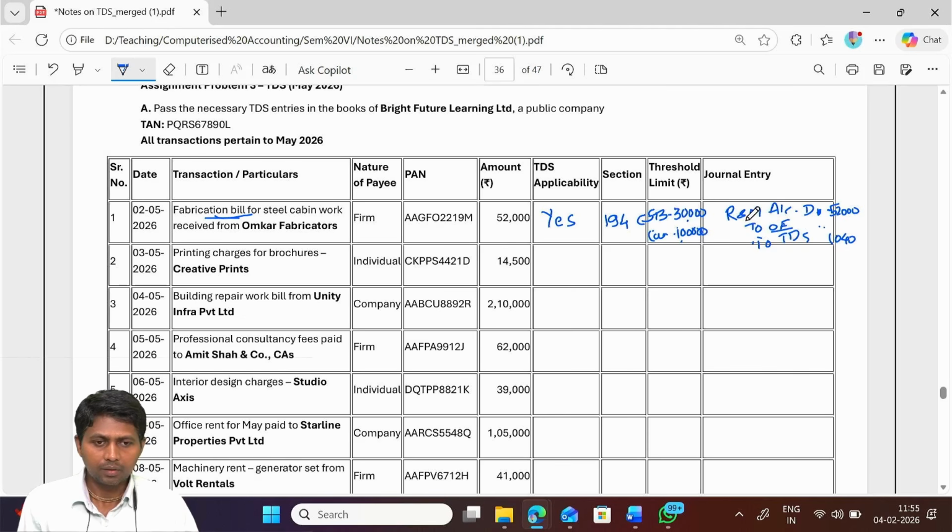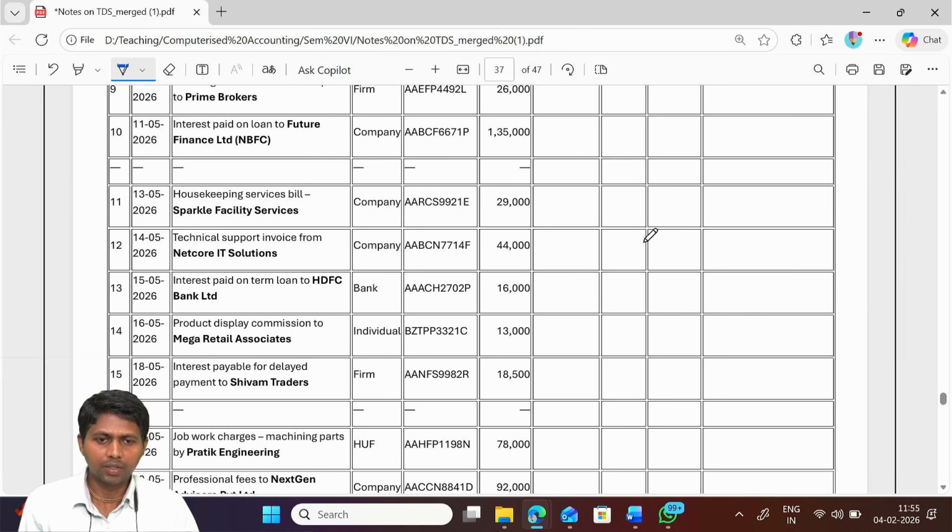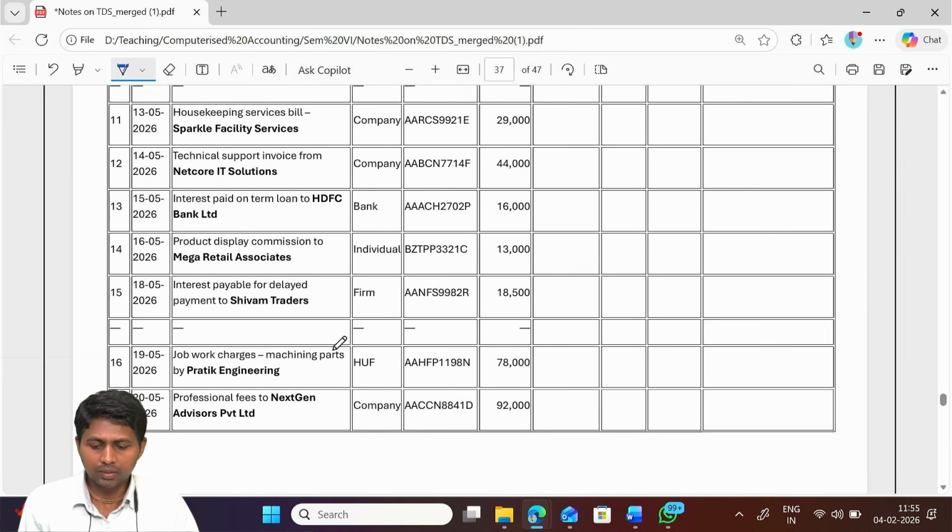In the entry, repair and maintenance is a nominal account, therefore on the debit side, and then party payable, a personal account, receivable, payable, all credits. We write the payable on the credit side, and then TDS payable as a liability, therefore on the credit. You know the golden rules and you can pass the entry. Similarly, you can pass all these entries by filling these columns. Now take any other example.